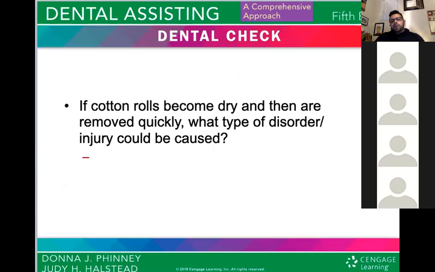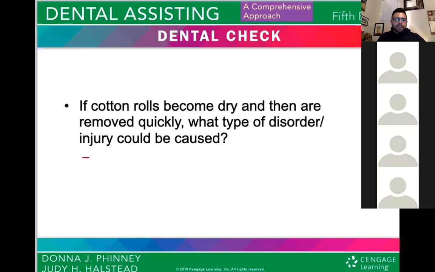So if a cotton roll becomes dry and then is removed quickly, what type of disorder or injury could be caused? Canker sores. Canker sores is one, but there's a lesion. What is a canker sore? Well, not a canker sore, but at least some type of sore. I forgot what I remember hearing you just said it. It starts with an A. Ab something, ulcers. It's an ulcer, yeah.